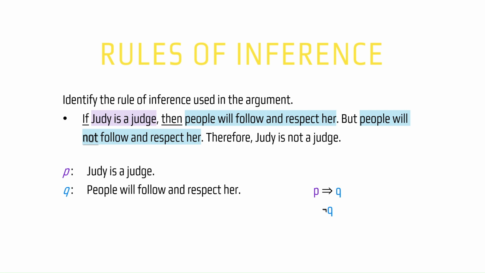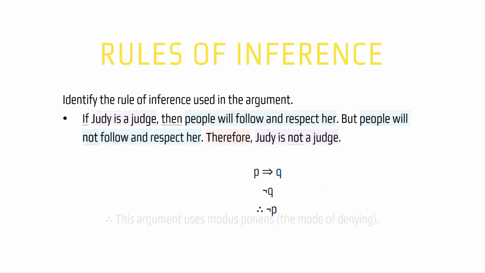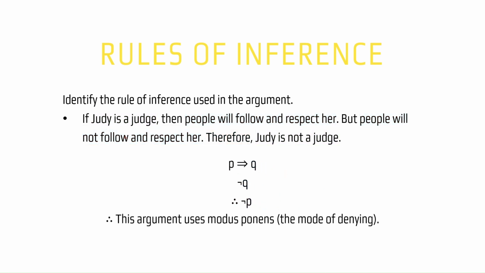For our last sentence, aside from the negation of proposition P being used, the word therefore is used. This indicates our conclusion. Hence, we have our conclusion, therefore, not P. Now that we have the hypotheses and the conclusion, we can determine the rule of inference used in this argument. Looking back to the rules of inference presented earlier, we conclude that this argument uses modus tollens, or the mode of denying.